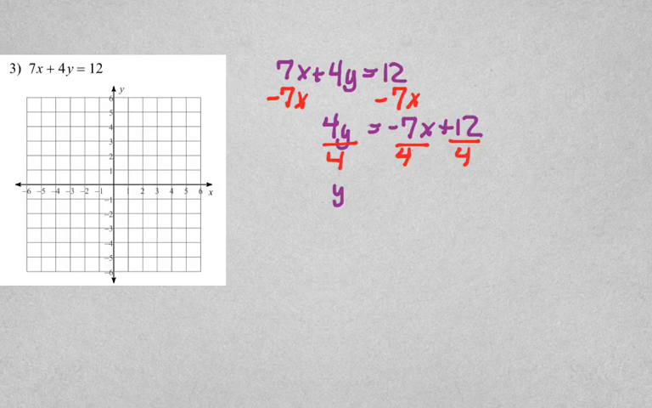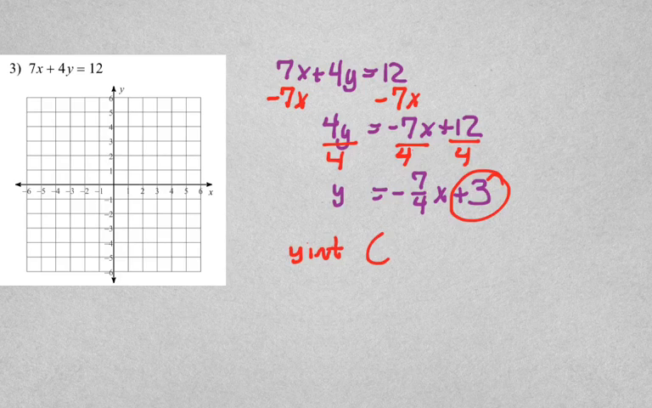And y is equal to negative 7/4 x plus 3. So my y-intercept is going to again come from the end. My y-intercept in this case is (0, 3). My slope is going to come from what's in front of my x. This time I am negative.